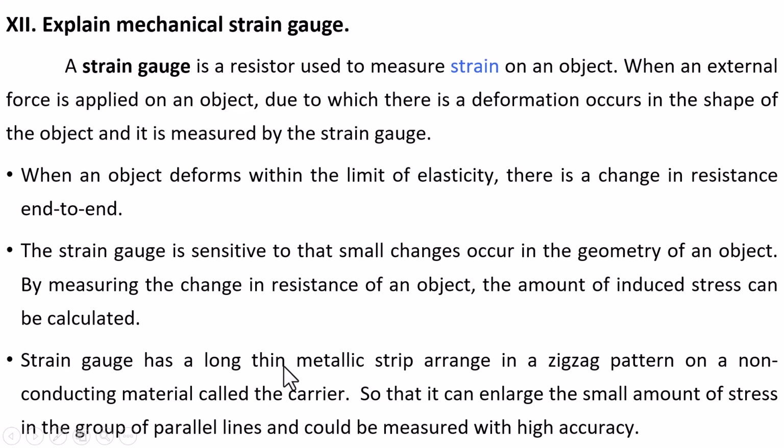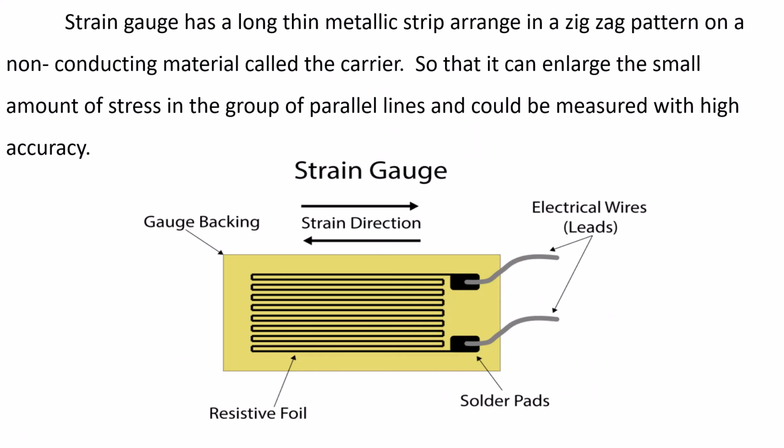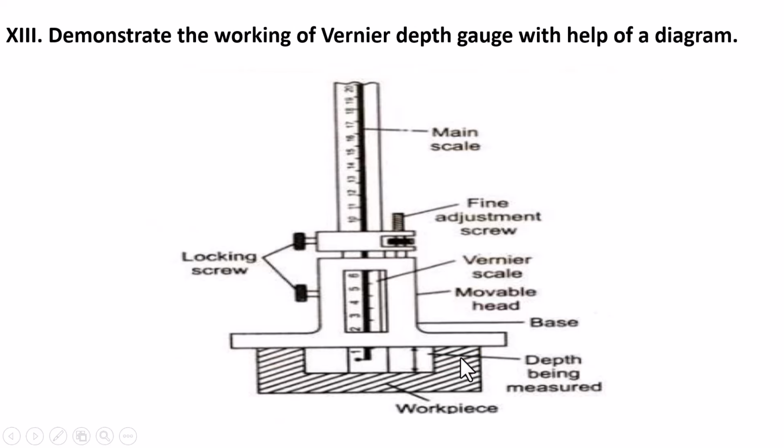A strain gauge has a long, thin metallic strip arranged in a zigzag pattern on a non-conducting material called the carrier, so that a small amount of stress can be enlarged in the group of parallel lines and measured with high accuracy. Here you can see the sketch of the strain gauge. The wires are in a zigzag pattern on a non-conducting surface.